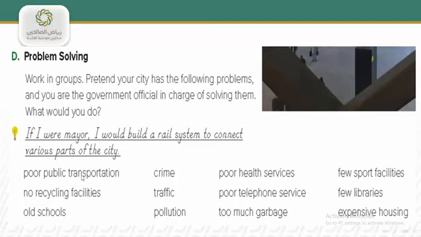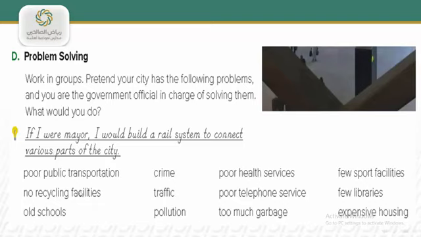For example, the first problem is poor public transportation. If your city has some transportation problems: if I were mayor. Here we used I were, which I told you can be used in the second case of the if rule. If I were a mayor, I would build a rail system to connect various parts of the city.